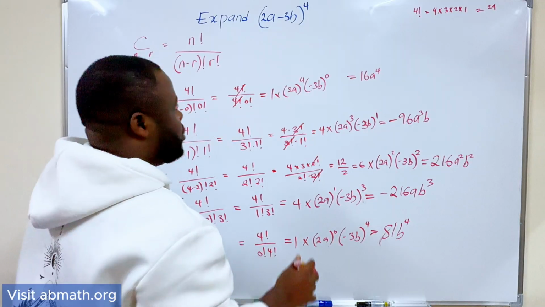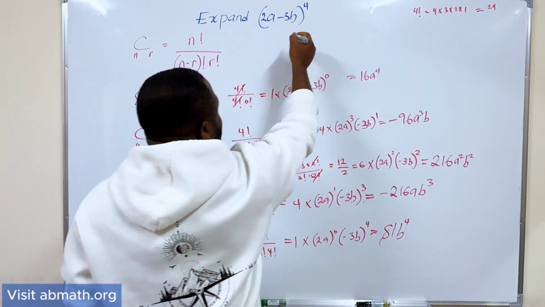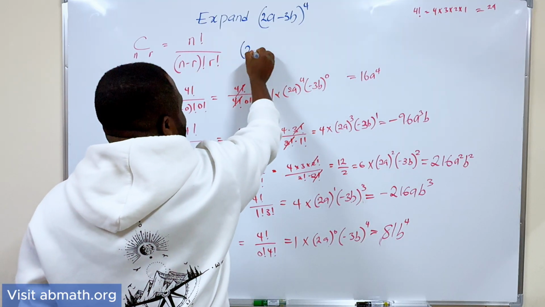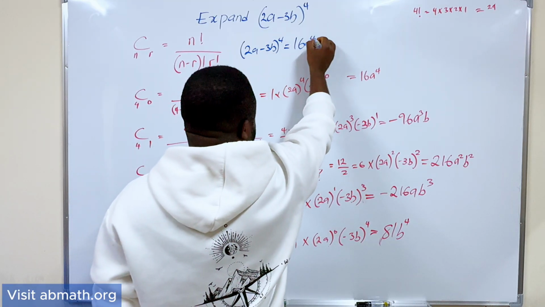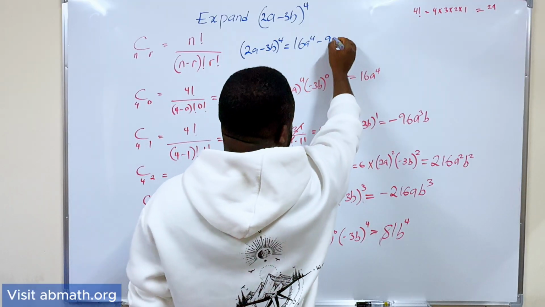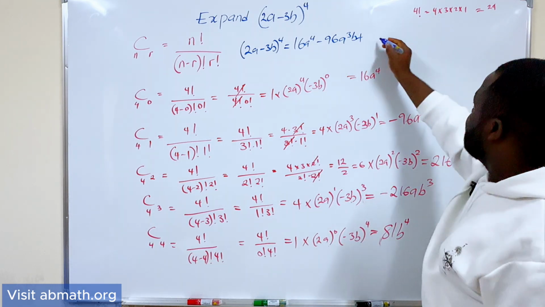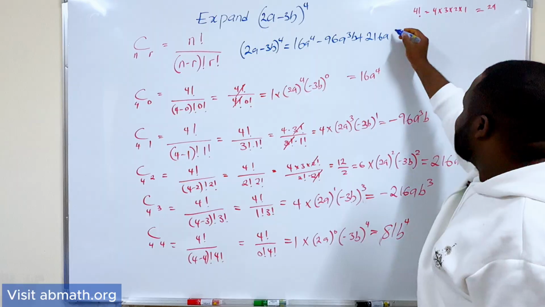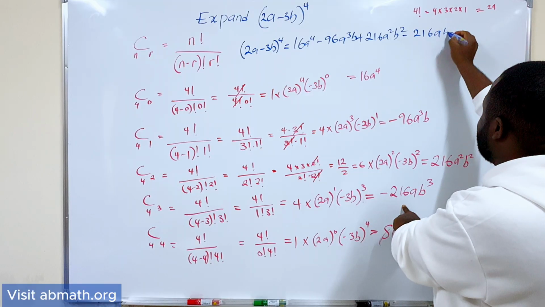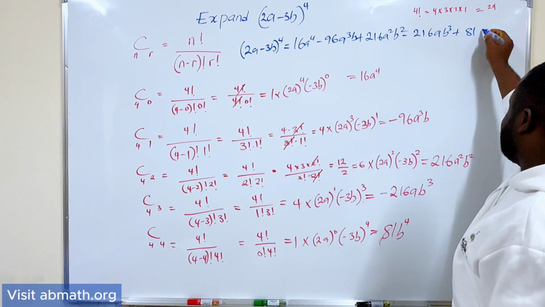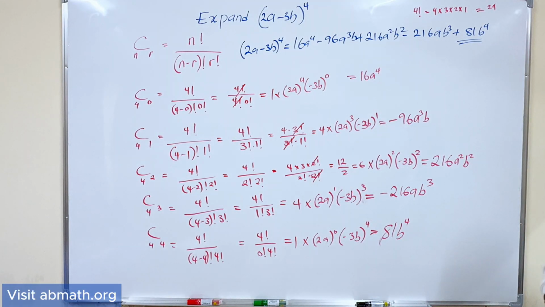So what is now the expansion of this? I'll now write it. So 2a minus 3b power 4 will now be equal to 16a power 4 minus 96a cubed b, plus 216a squared b squared, minus 216ab cubed, plus 81b power 4. And that is how you expand this binomial expression.